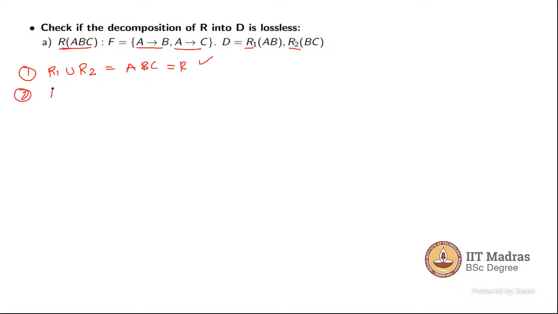Now the second condition is R1 intersection R2. R1 intersection R2 equals B. It is not equal to the empty set, so this condition is also satisfied. Now let us check the third condition, whether B determines R1 or R2. If we take the closure of B, can we determine R1 or R2 from here? No, because there is no functional dependency which can be derived from B here. So in that case, our third condition is not satisfied.